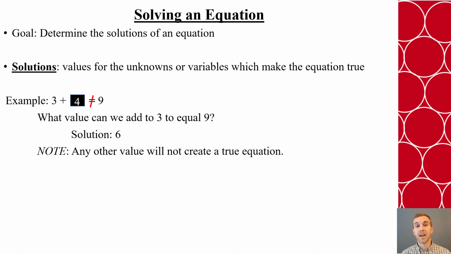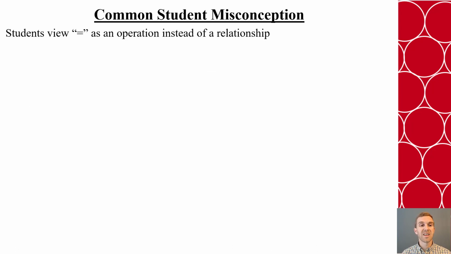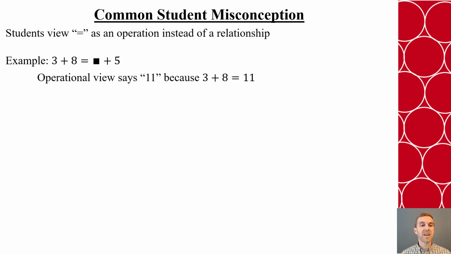7, not 9. Now, a common misconception by many students is treating the equal sign as an operation instead of a relationship between two expressions. For example, if they saw 3 plus 8 equals blank plus 5, an operational view would say, let's do the 3 plus 8 and say that equals 11. Then they would solve 11 plus 5 to say that the overall relationship is 16.